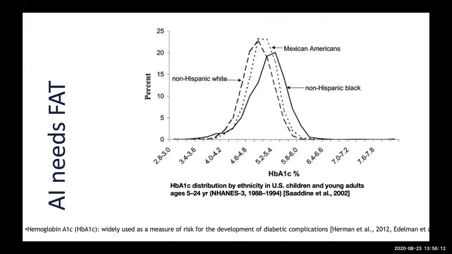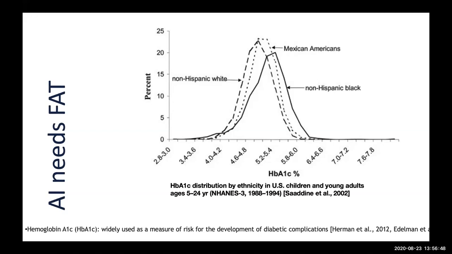Now, let's look at a third and final issue that we as data scientists are struggling with today in building models that stand the test of, as I like to call it, fairness, right? Let's look at an example. The data in this plot tells us that children and young adults with different ethnicities, so Hispanic, non-Hispanics, are bound to have different distributions of HbA1c values just within the United States.